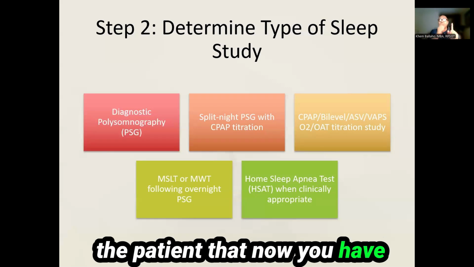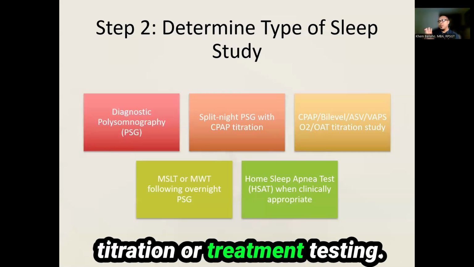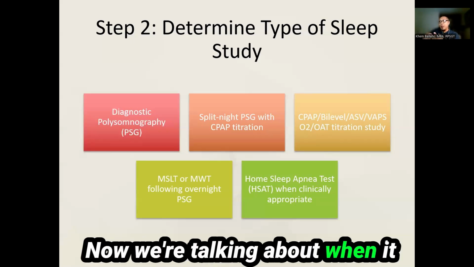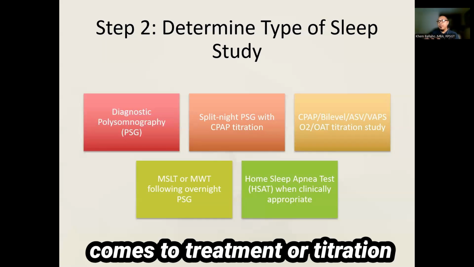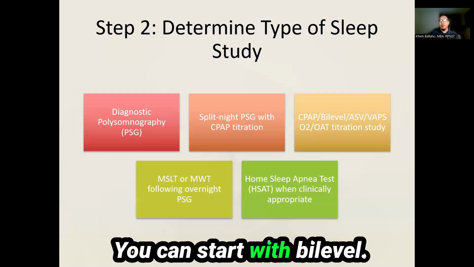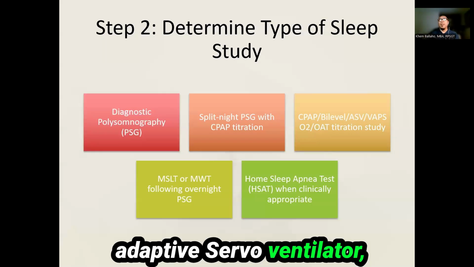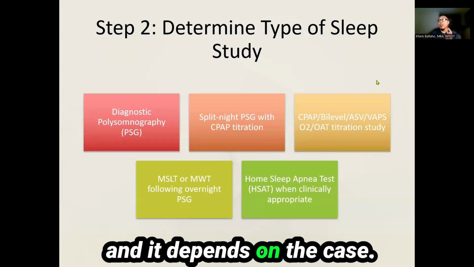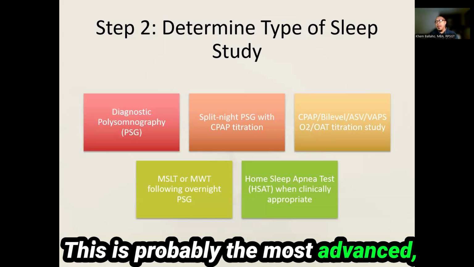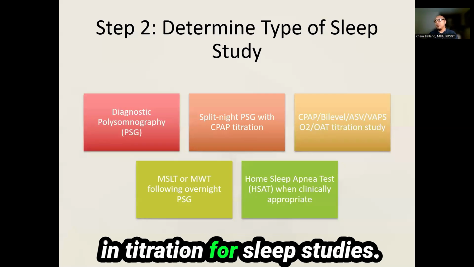Okay. Now you have diagnostic testing, you have split night testing, and you have titration or treatment testing. Okay, so that's three types already that we're talking about. When it comes to treatment or titration study, you can start with CPAP, you can start with bilevel, some will start with ASV or adaptive servo ventilator. And it depends on the case. And I also added VAPS. This is probably the most advanced, most sophisticated modality in titration for sleep studies.